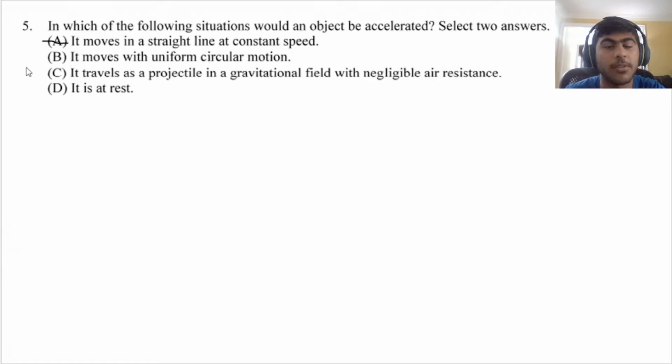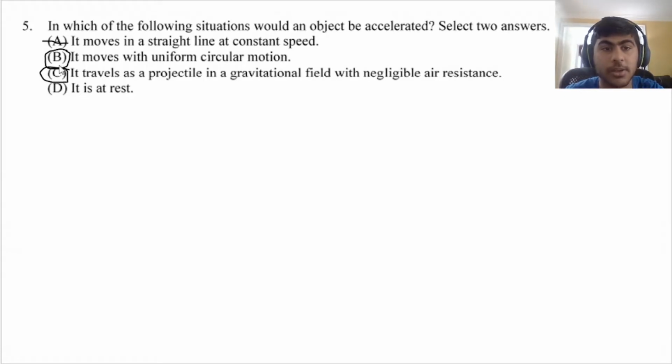Now, if it moves in uniform circular motion, we know that means that the direction is changing. The speed is not changing. The magnitude of that speed is not changing, but it's moving in a circle. The direction is changing. So that is one of our two answers. Now saying it travels a projectile in a gravitational field, negligible air resistance. Well, if you remember from Unit 1, projectiles do accelerate in the vertical direction due to gravity. That is our second answer, and in this answer, the speed is changing.